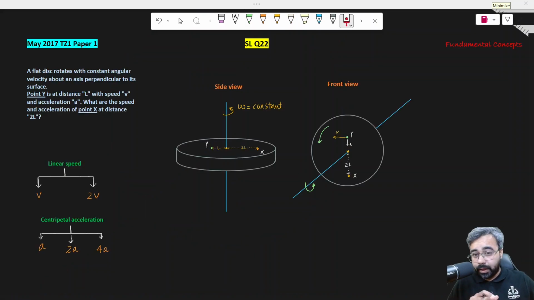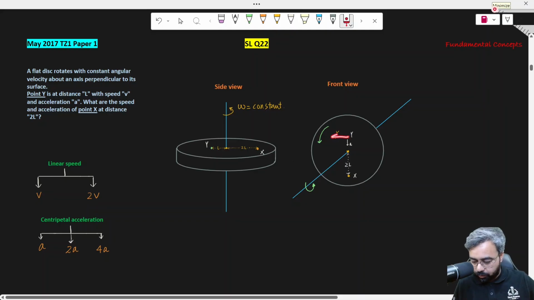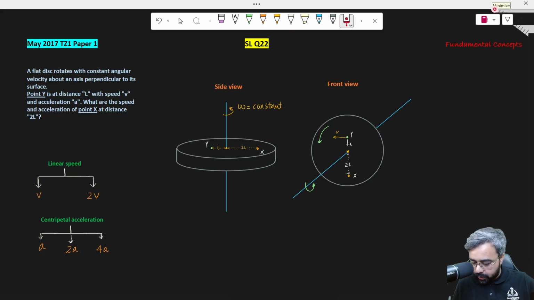If you are wondering why I am showing you this direction of velocity for Y, the reason is that the disk is rotating in the anti-clockwise direction, so this point is completing its circle, just imagine this circle. So this velocity v is the tangential velocity.